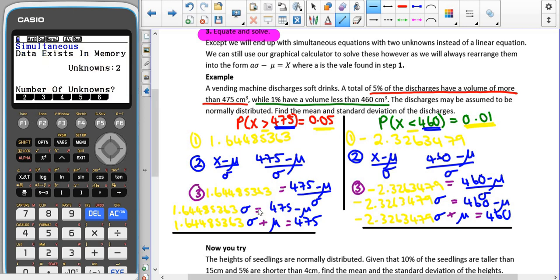How many unknowns do we have? Well, we don't know what sigma is and we don't know what mu is. So we have 2 unknowns. And you can see at the top here the format that we need it to be in so that we can put it into our calculator.